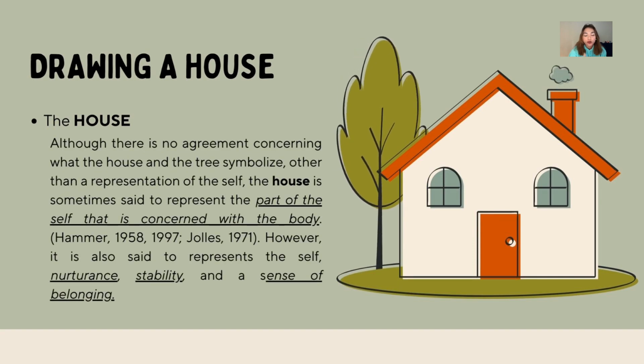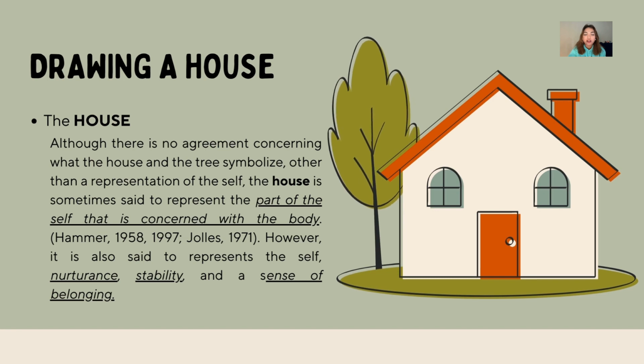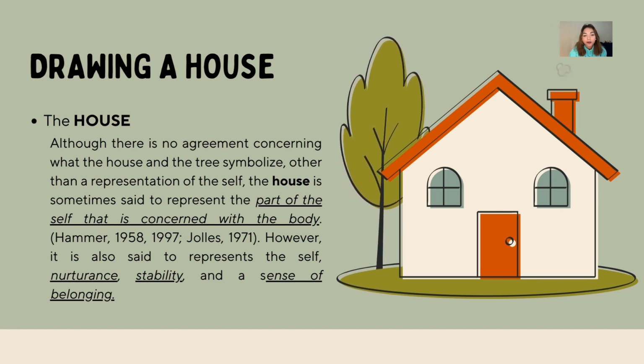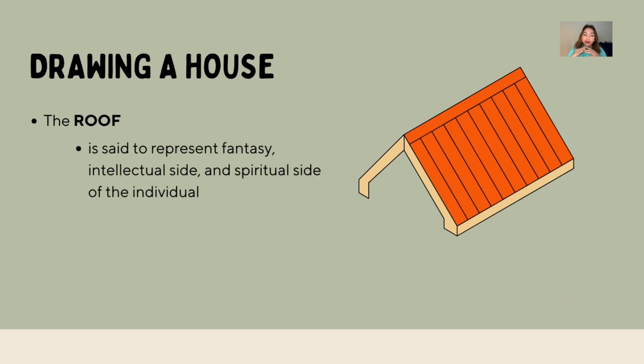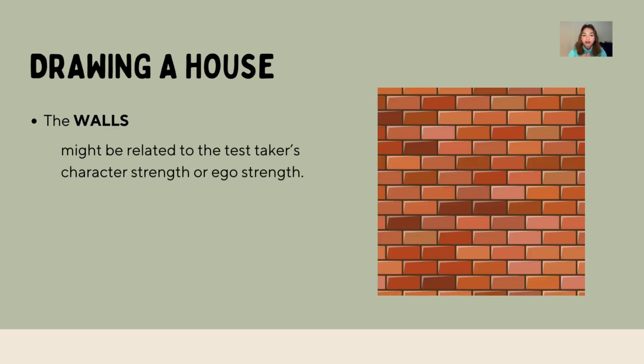Although there is no agreement concerning what the house and the tree symbolize, other than a representation of the self, the house is sometimes said to represent the part of the self that is concerned with the body. However, it is also said to represent self-nurturance, stability, and a sense of belongingness. The roof of a house is said to represent the fantasy, intellectual, and spiritual sides of the individual, while the walls might be related to the test taker's character strength or ego strength.